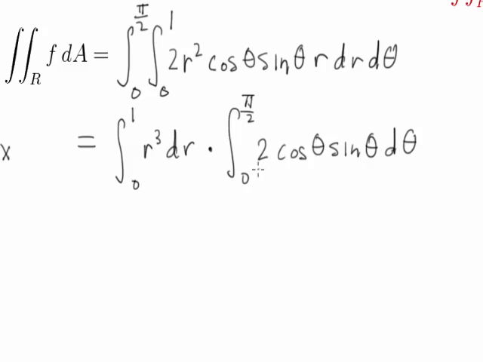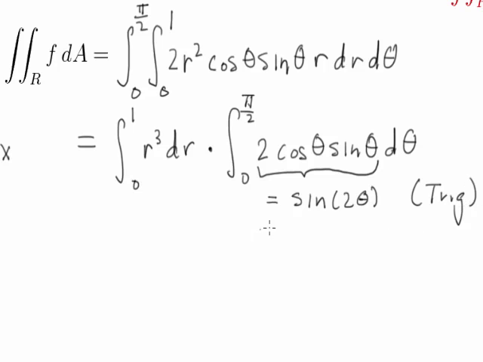Now here it's worth noting that with this product of functions, we could use u substitution. I would let u equal sine theta, but instead I can remember that this function 2 cosine theta sine theta is actually equal to the function sine of 2 theta. This is just the double angle formula from trig. So I'm going to take the antiderivative of this function instead.